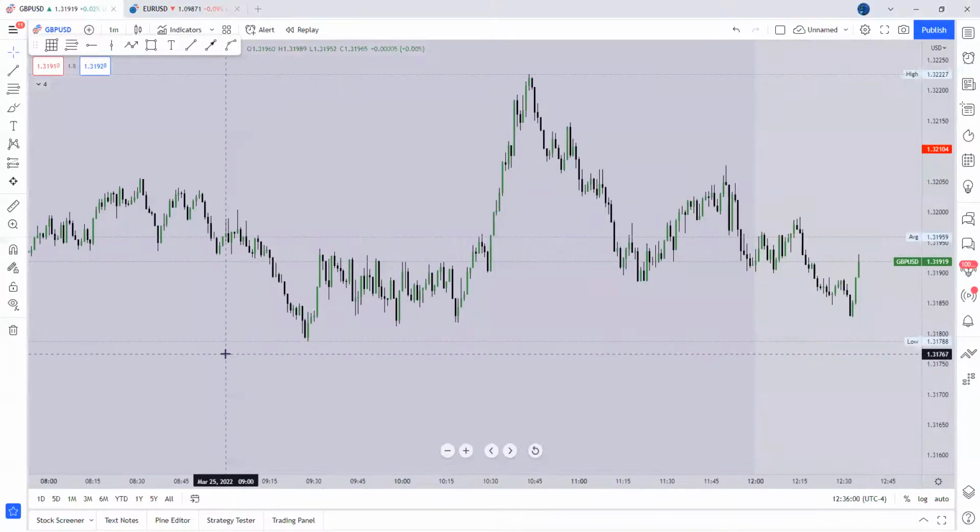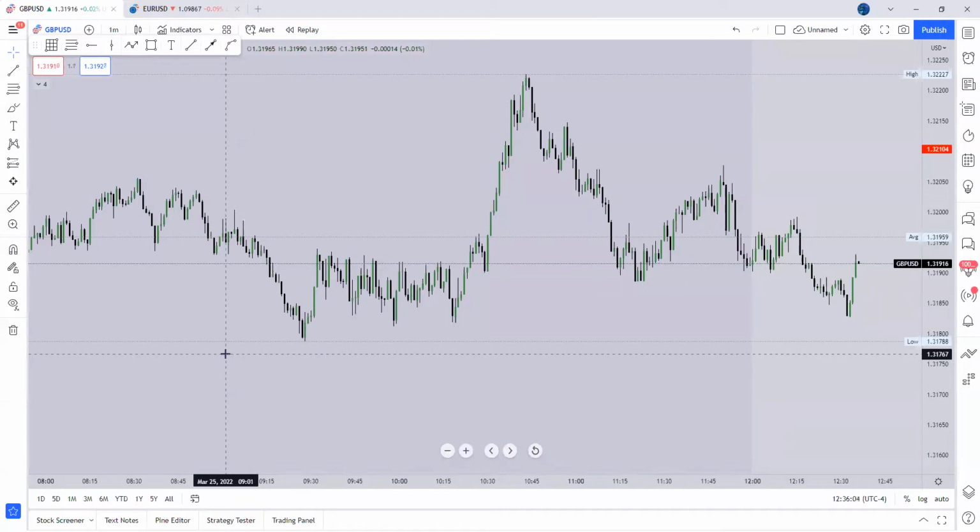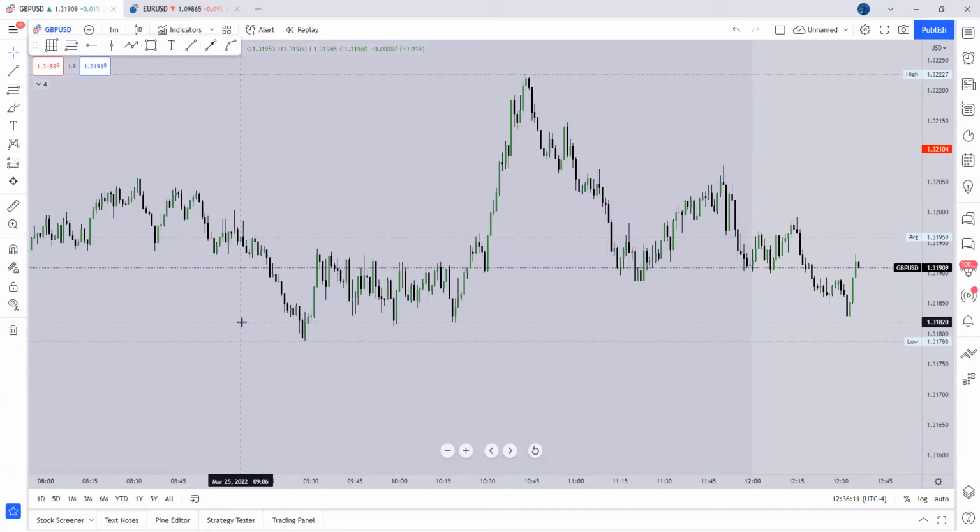All right, so for everybody in the recording, this is going to be part two of the lower time frame entry scalping with a higher time frame bias mini series. And today we're going to talk about real life examples that you guys could have caught.